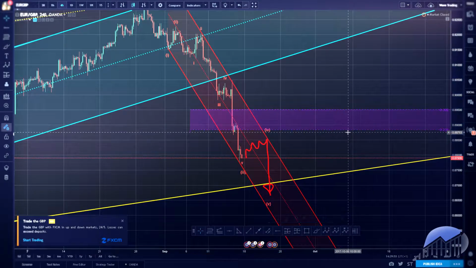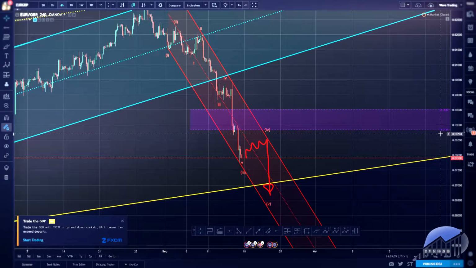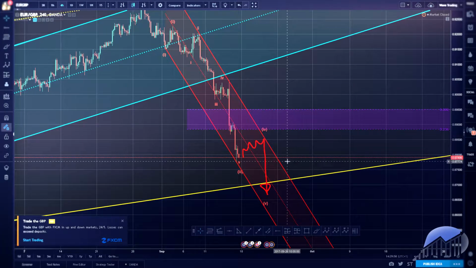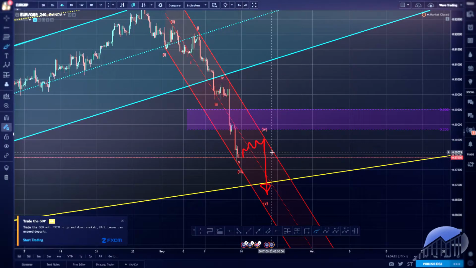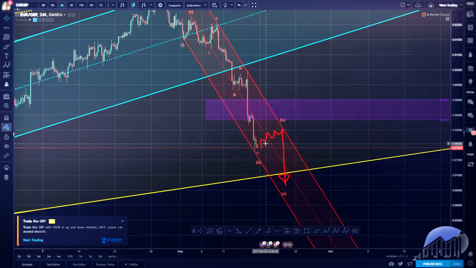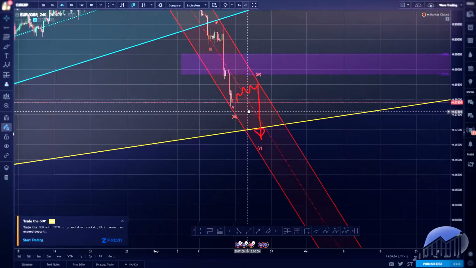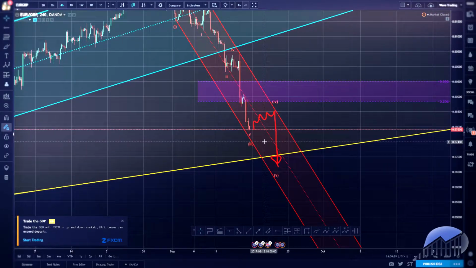Okay. So this 0.236 level is also very key. A correction to this kind of area is a sell. But if it makes a small flag and breaks out, that's also a sell. Very bearish at this point.